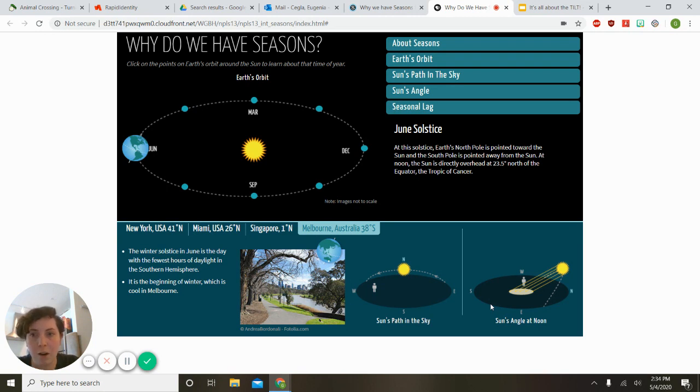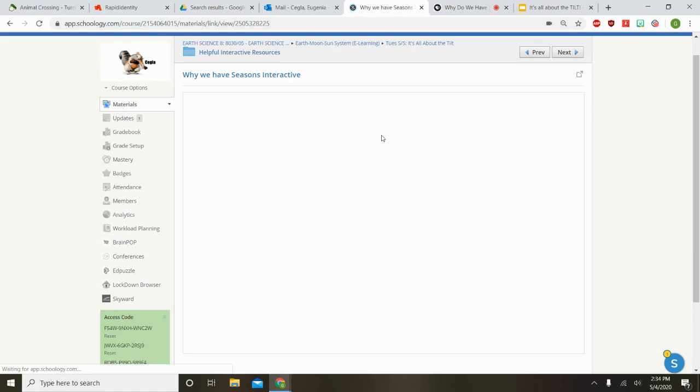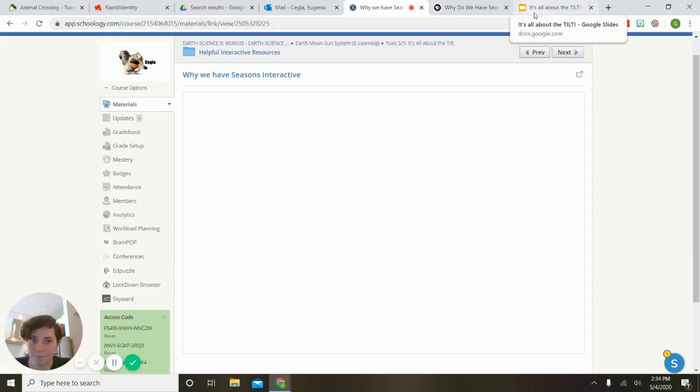We talked about how when the sun is more directly overhead, you're going to get brighter sun and it's going to be warmer outside, whereas if it's at more of an angle, it's going to be cooler out. So that's what you're seeing over here as well. So this is another resource that you can use working on your assignment.